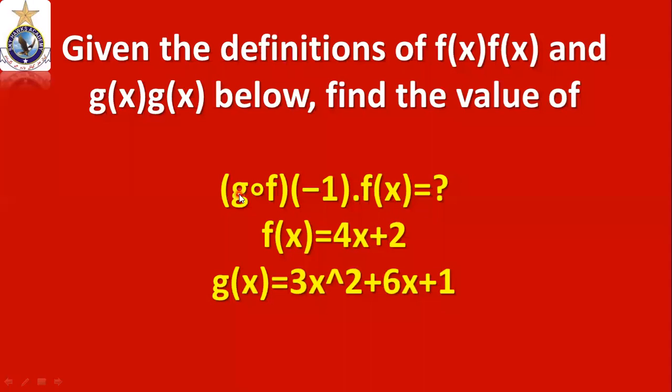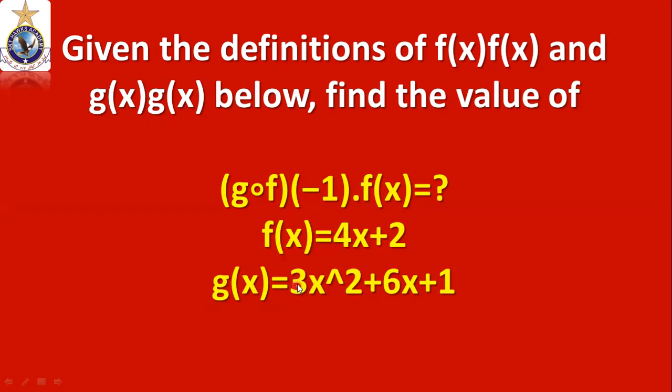Now look at this. We just read this: g of f at minus 1, g∘f(x) is what? So here the two functions are given and we are looking for the value at -1. So f(x) is defined in this way. Here you can see this is the first function, f of x, which is equal to 4x plus 2. So f(x) is defined in this way. And g(x) is defined this way.